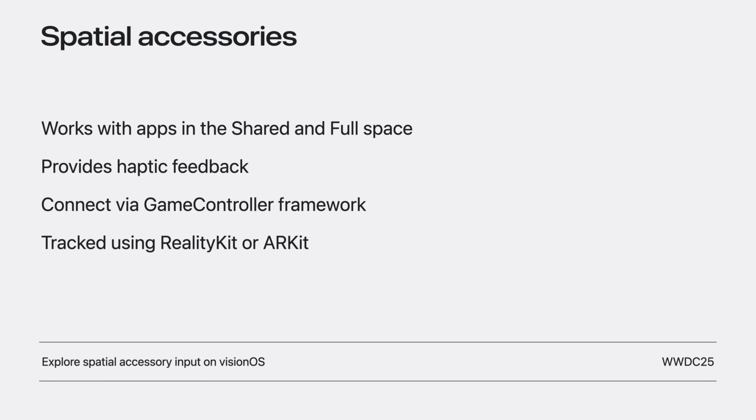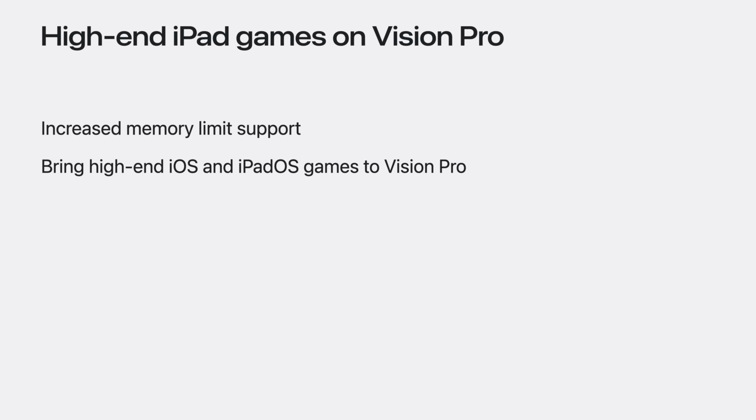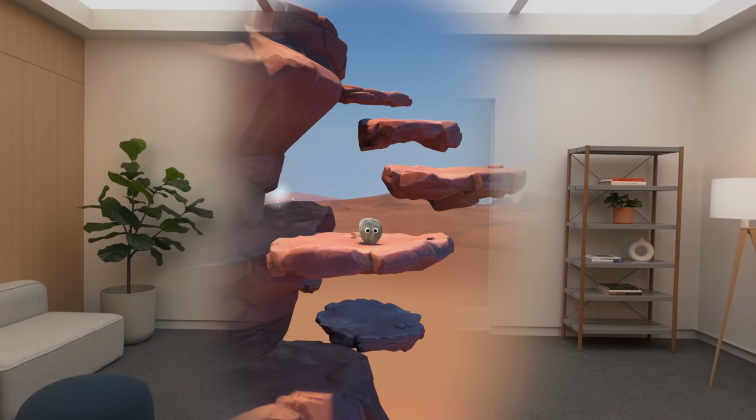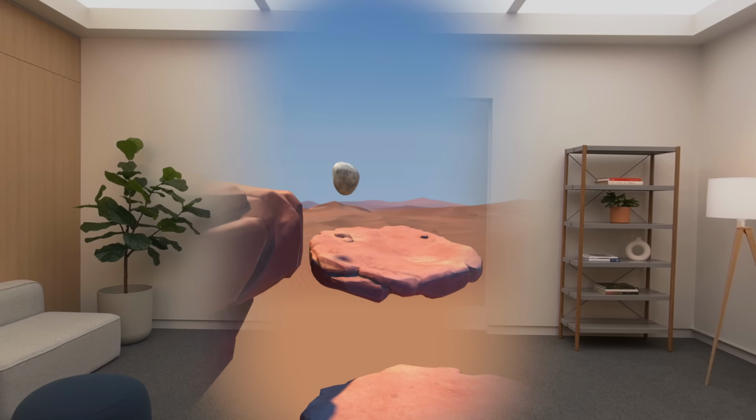In addition to accessories, a new suite of software features expand what's possible when bringing your games to Vision Pro. This year, with new increased memory limit support in visionOS, you can bring high-end iPad games to Vision Pro by using App Store Connect. By building your existing game against the visionOS SDK, you can take advantage of Vision Pro's high-resolution display and out-of-the-box game controller support with little to no additional code. When building with native frameworks, you can use the progressive immersion style to bring more dimensionality to your existing iOS apps and games.